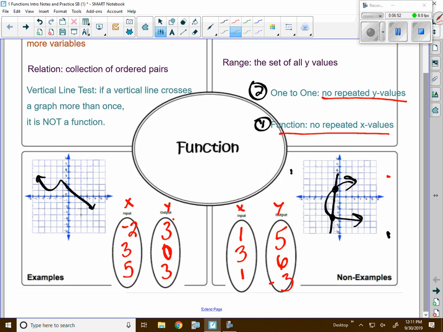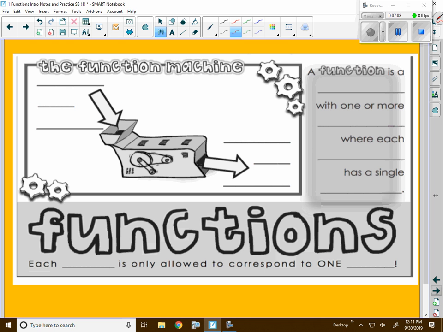The biggest thing that will help you is to remember this: a function has no repeated X values. There's going to be a lot of repeats in these notes, so just get prepared for it right now. I know it's kind of annoying, but hopefully it'll help you today.